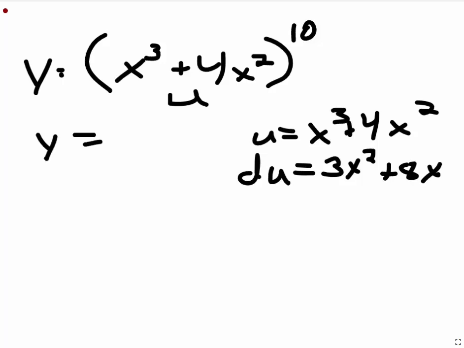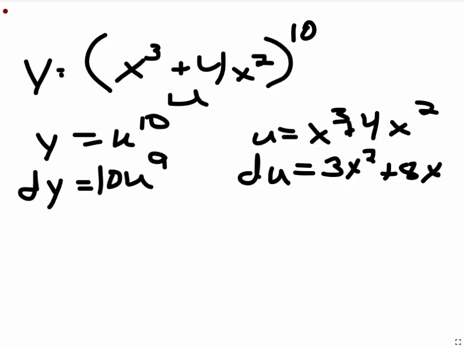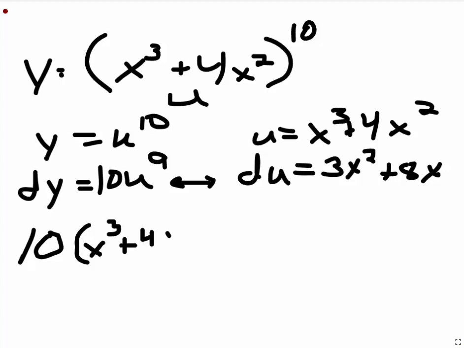Y, like I said, is u to the 10th when I substitute in, when I write it in terms of u. And so dy is 10 u to the 9th using my power rule. And then I simply multiply these two together, go back to terms of x. So 10, I don't want to leave u in my final answer. So u is x cubed plus 4x squared to the 9th times du, 3x squared plus 8x.